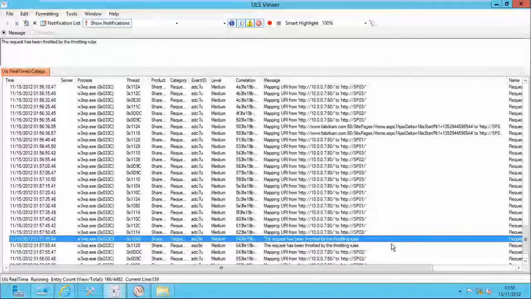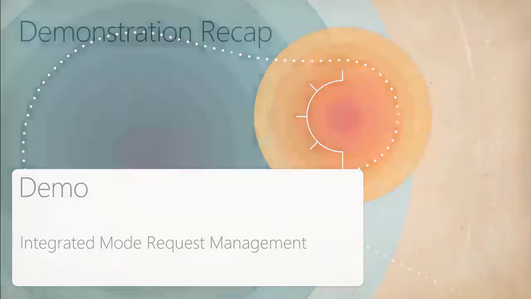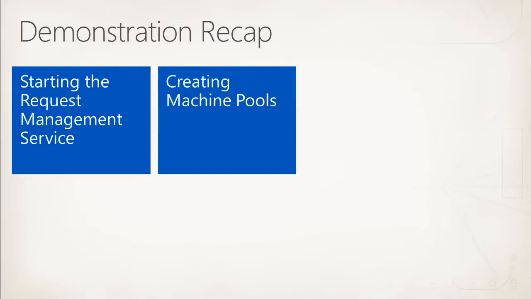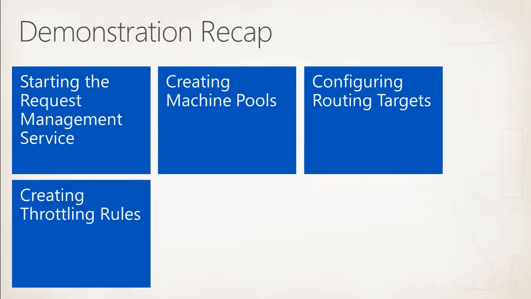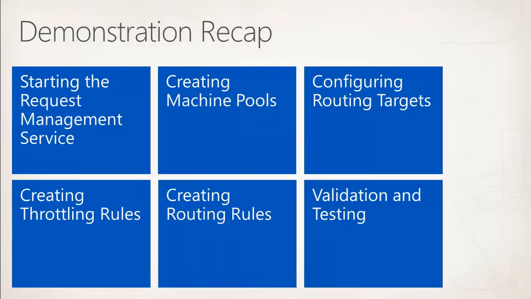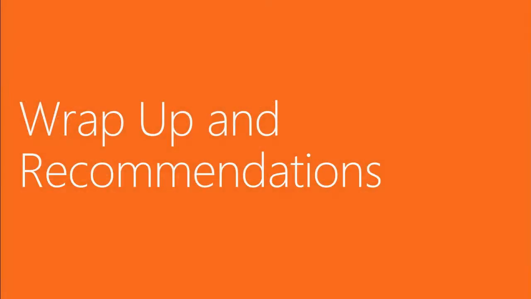So that's it in a nutshell. We've seen how we start the service instance, creating machine pools, routing targets, throttling rules, and routing rules. It's fairly simple stuff. But the danger is, because it's so simple, it's very easy to make a right mess of it. Which brings us to the wrap-up.